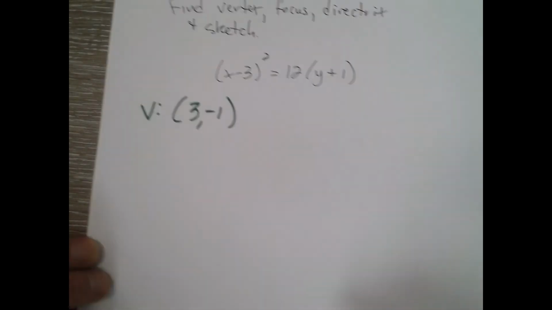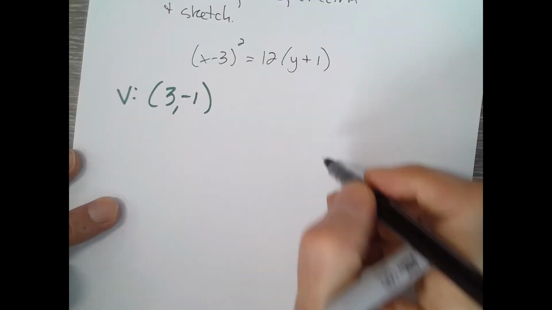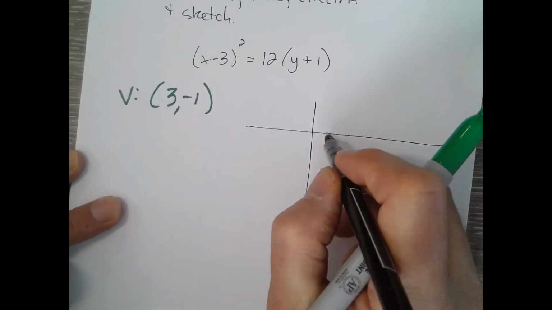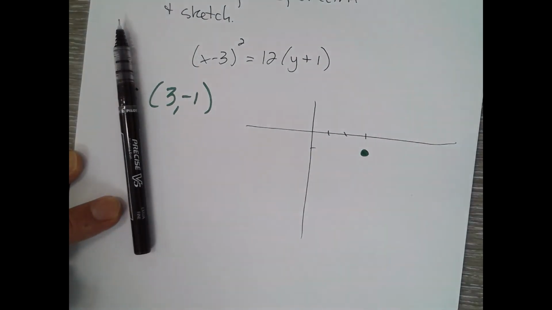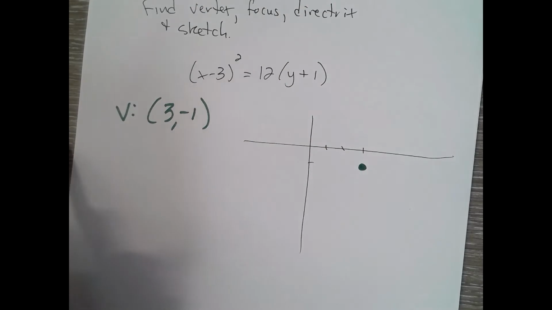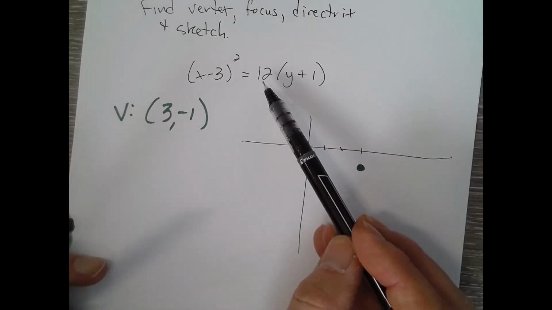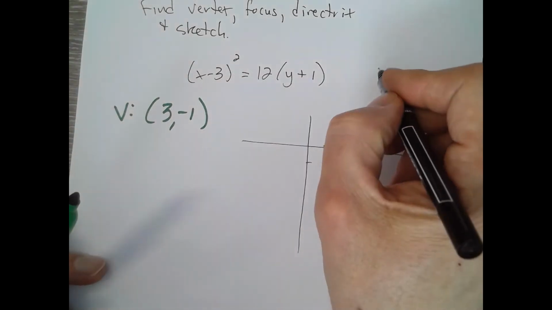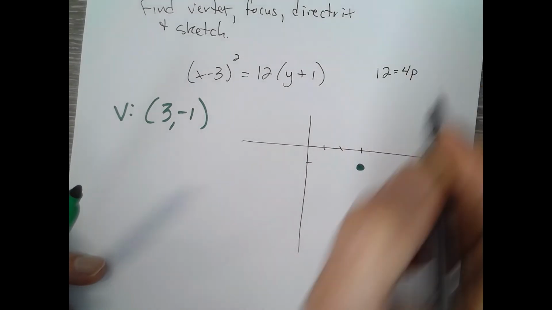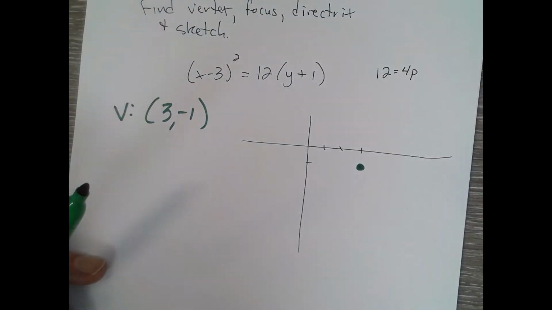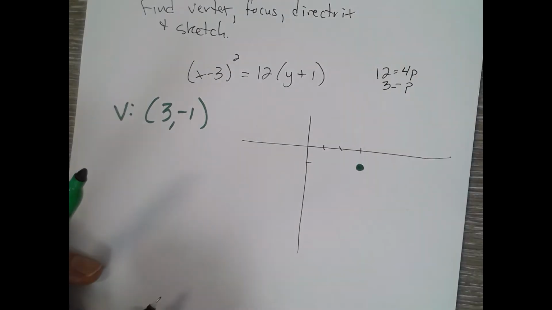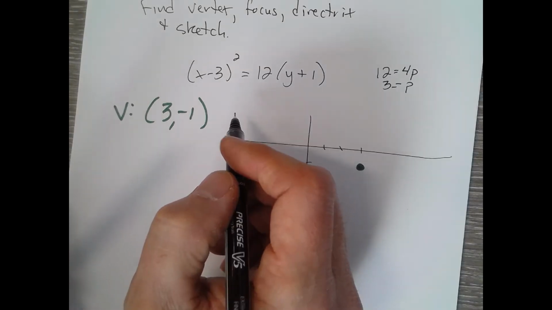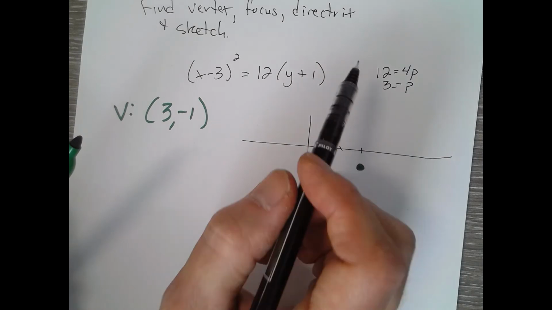So I'm going to make a sketch kind of while I'm doing this. 3, negative 1, there's my vertex. Okay, this right here is 4p. So we can say 12 equals 4p. So then p equals 3. So whatever is on the outside of the parentheses, that's always equal to 4p. So we set that equal to 4p and solve, we get p equals 3.